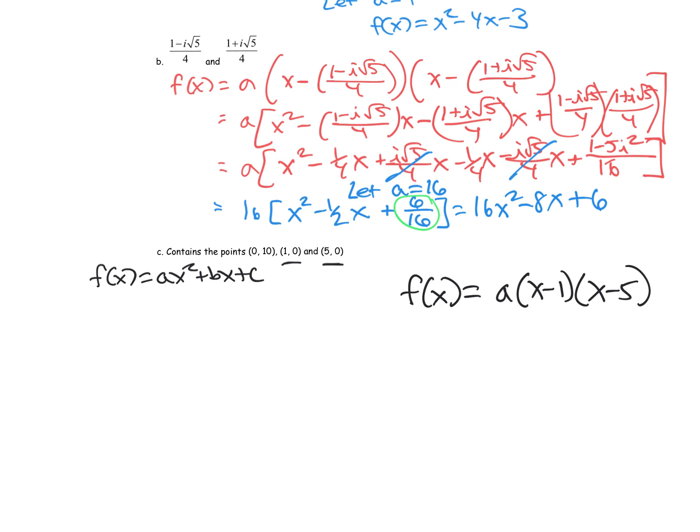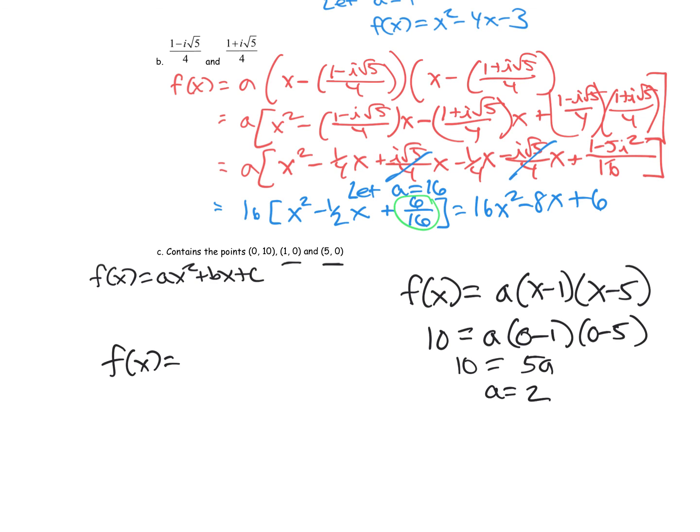The other point I have is (0, 10). So if I plug in 10 for y and 0 for x, let's see if that helps me find a. So I've got -1 times -5, that's 5a equals 10. a is 2. Which actually is very helpful. So f of x is going to be 2(x minus 1)(x minus 5).